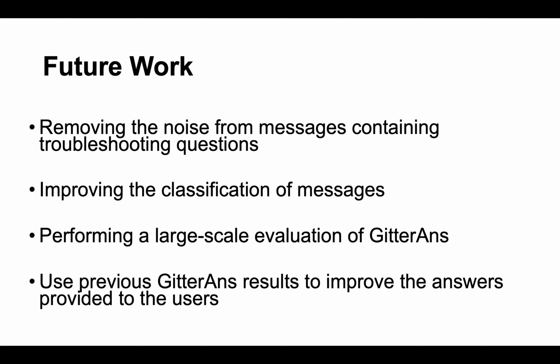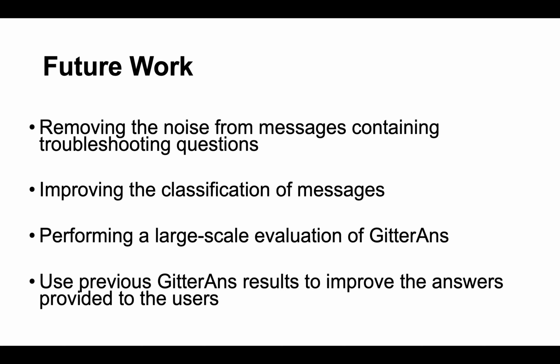We also plan to work on improving the classification of messages. 0.78 accuracy is a good starting point for a classification application, but we want to improve this result to make sure that we do not answer questions that may not be technical questions and provide answers for them, because that will decrease the likelihood of users adopting the tool. Lastly, we also want to perform a large-scale evaluation of GitterAns. We performed a preliminary study on a small set of questions. We want to produce a large-scale evaluation with developers to properly evaluate the usefulness of our framework.